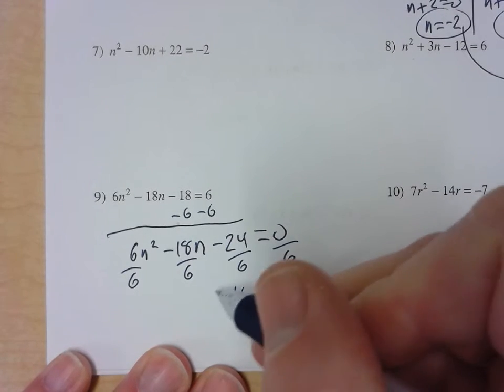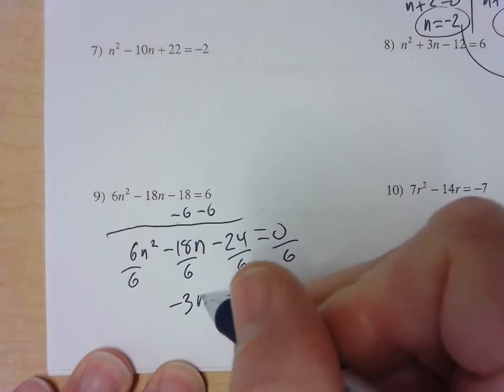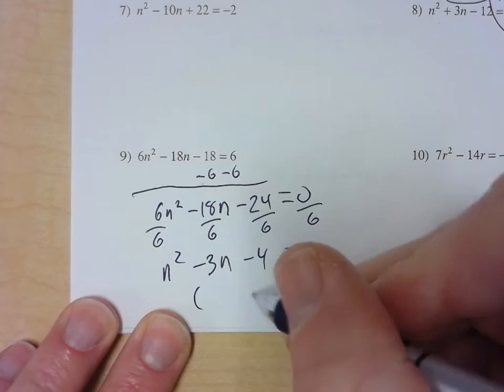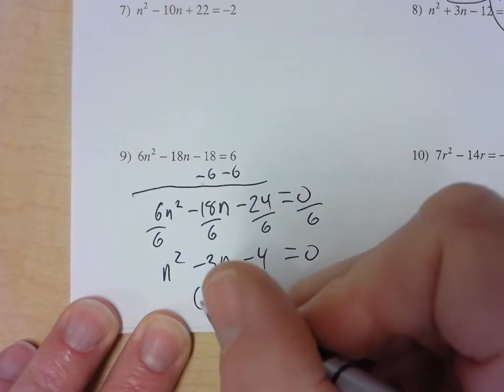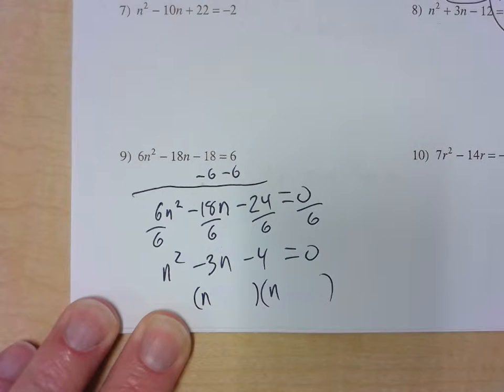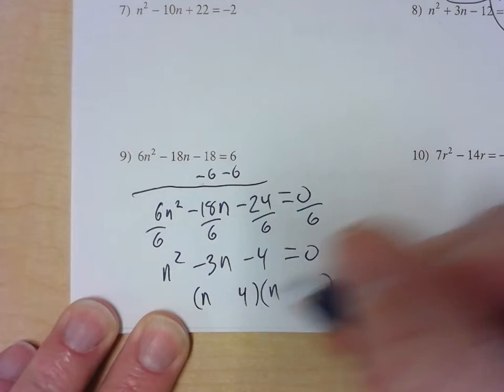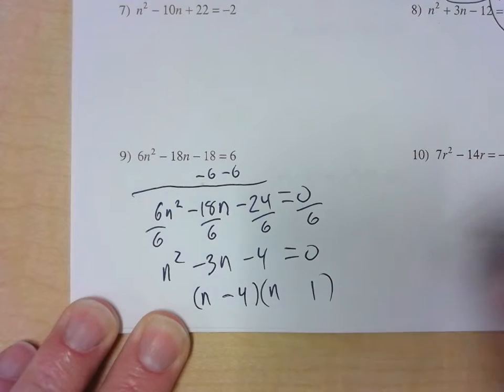So this is still 0, so it's still set equal to 0. This is 4. This would be 3, so minus 3n. And then this would be n squared. So now we do the two sets of parentheses, put an n in each. And what do we got going on here? 4 and 2 won't make the 3, so what, 4 and 1? So we're going to subtract the 4, add the 1, equals 0.